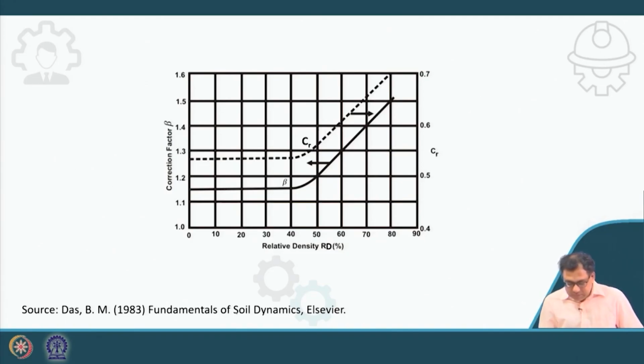Now this is the relative density. The firm curve is the beta value curve, and the dotted one is to determine the CR value. Remember that the left hand side axis is for correction factor beta and the right hand side axis is for CR. CR is basically equal to alpha into beta. So if I know the relative density, I can determine the beta and CR by using this chart.